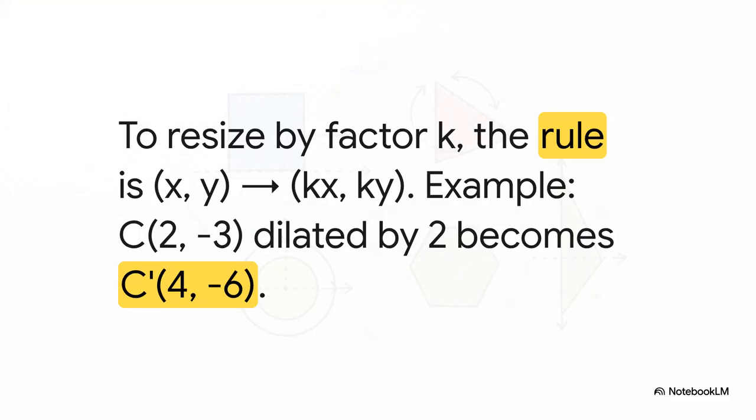And our zoom move, dilation? Oh, this is the easiest one of all. You just multiply. If you want to make a shape twice as big, that is, a scale factor of 2, you just multiply both the x and y coordinates by 2. So our point C at (2, -3) gets a whole lot bigger and becomes C prime at (4, -6).